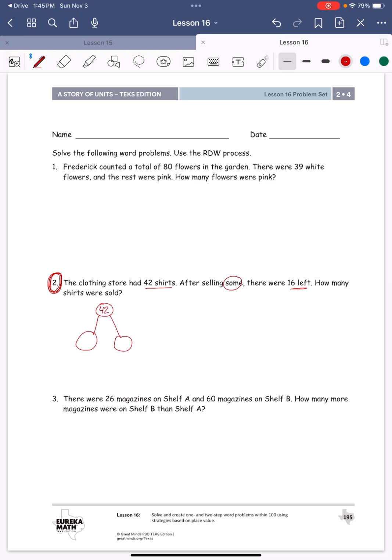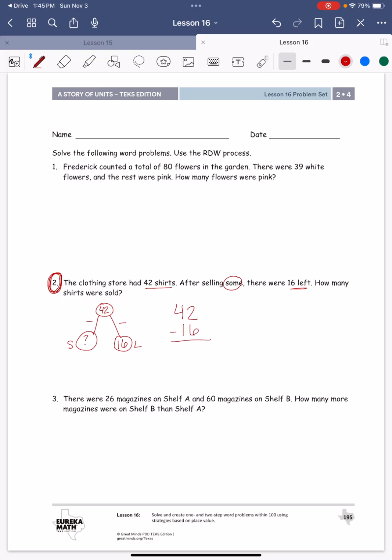After selling some, if they sold them, they got rid of them. So after selling some, there were 16 left. So that's the part. How many shirts were sold? So that's the part I'm missing. Remember, if I have a whole and a part, I subtract. So I'm going to do 42 minus 16.